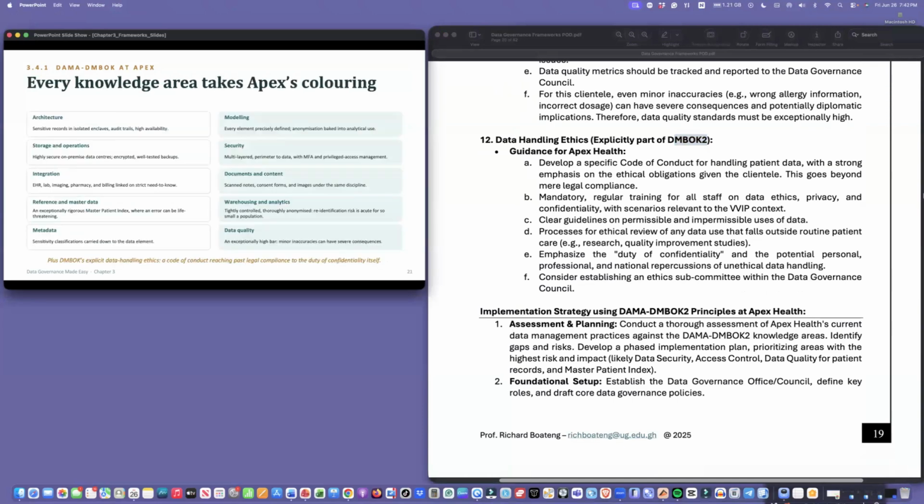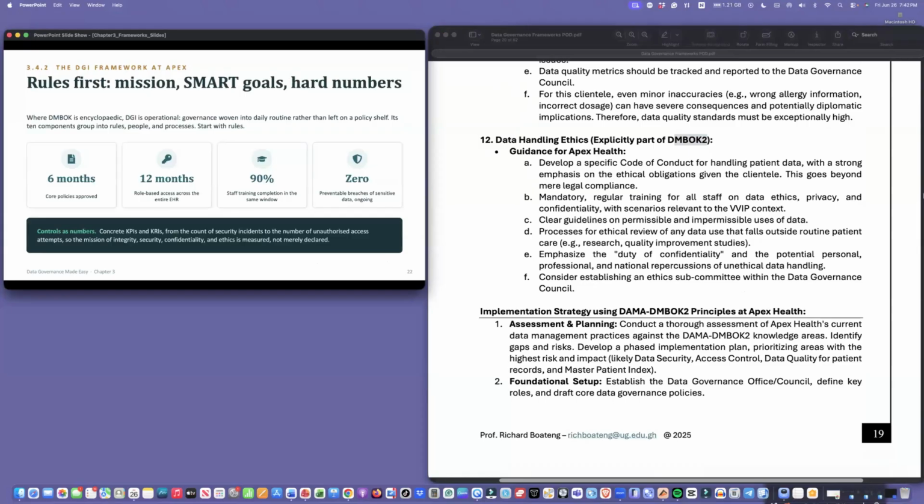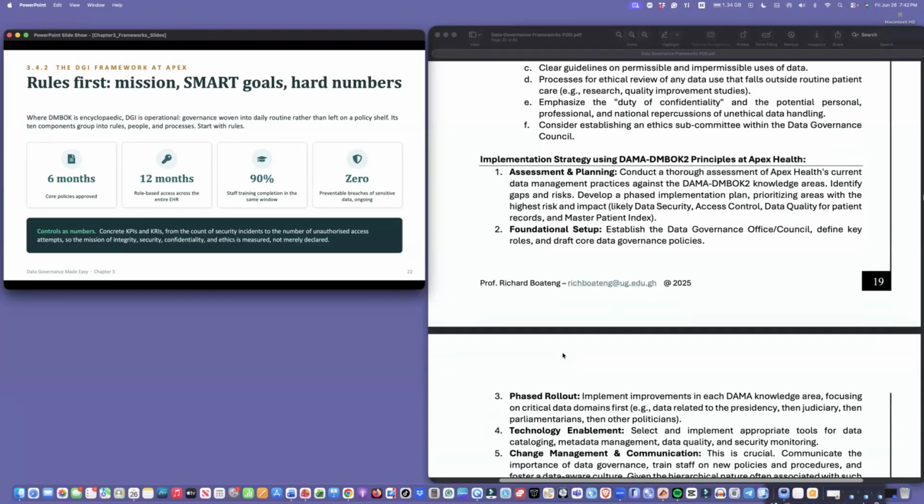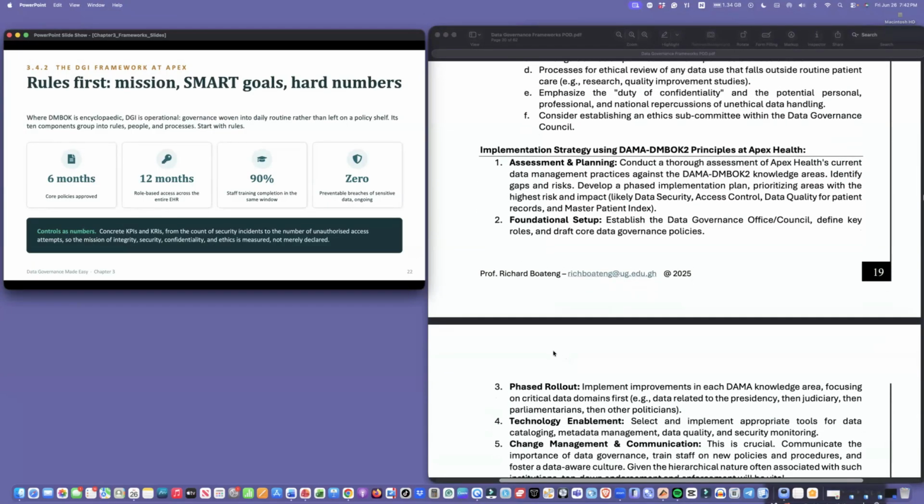And then, good. Assessment planning: you conduct a thorough assessment of the organization against the practices of the DAMA DMBOK knowledge areas. Identify the gaps and the risks. Develop a phased implementation plan, prioritizing the areas of highest risk and impact. Then set up a data governance office or council, define the roles and draft the core data governance policies. That's what they are going to do for you.